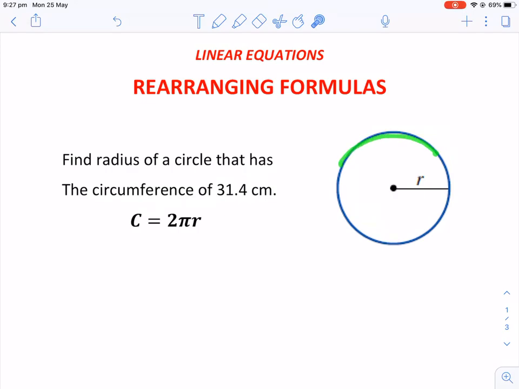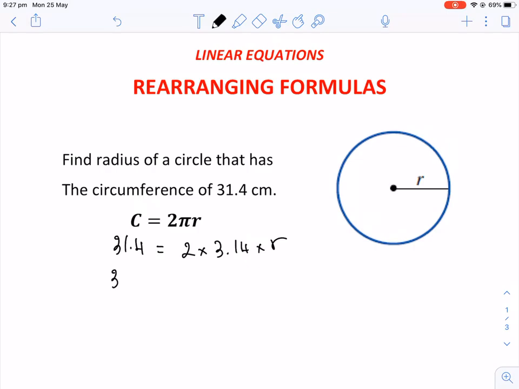This one is the circumference, the blue one, and this one is the radius of the circle. This is the value that we have to find. To find r, we know that the formula for circumference is c equals 2 times pi times r. So I want to find r equals something. C is 31.4, and 2 times pi is 3.14 times r.